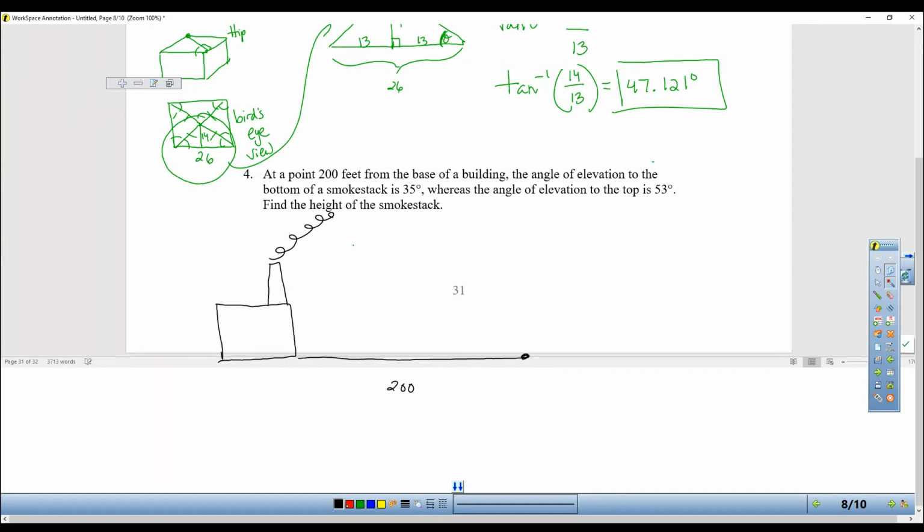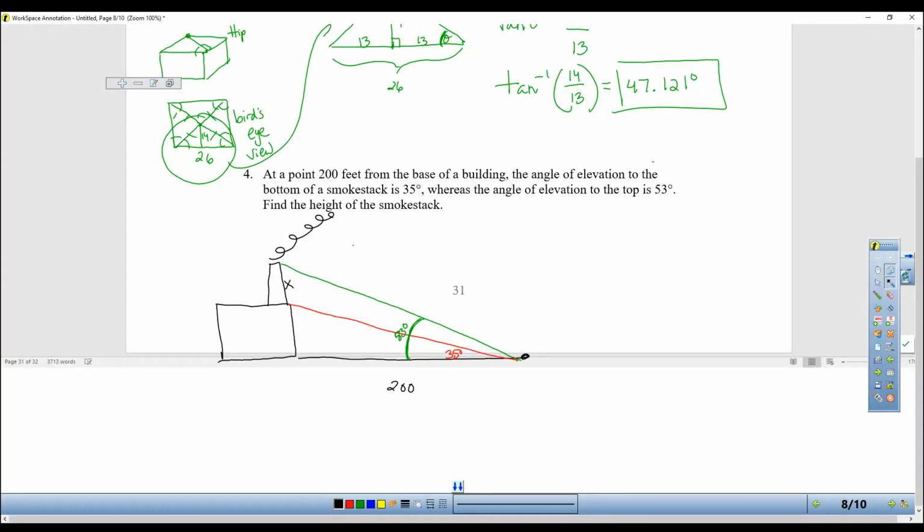And the angle of elevation to the bottom of the smokestack. So this angle, and elevation means from the bottom horizon going up. This angle of elevation is 35. And then the angle of elevation to the top of the smokestack, this angle right here, not the little one, but the whole thing, is going to be 53. Find the height of the smokestack.